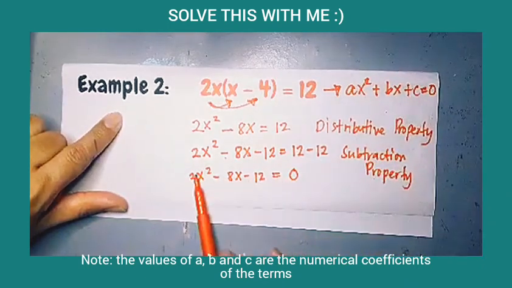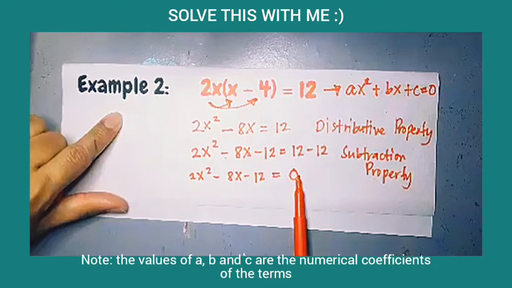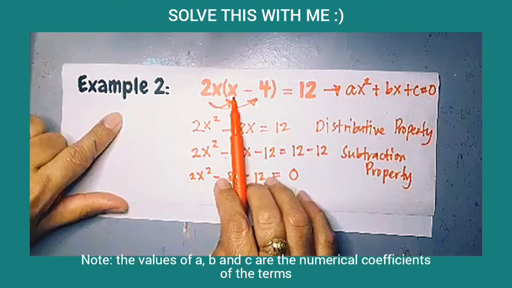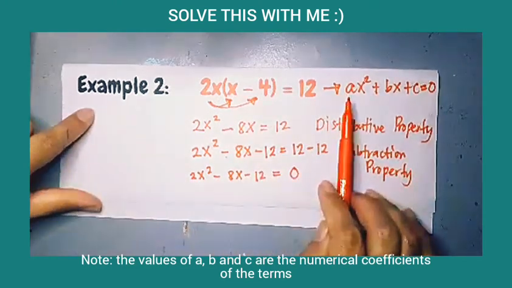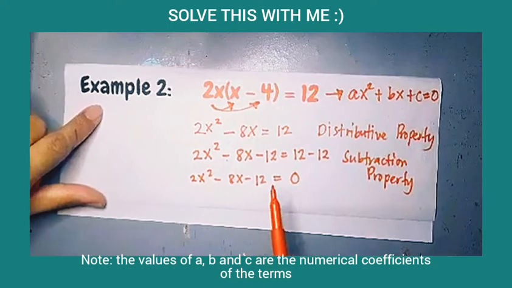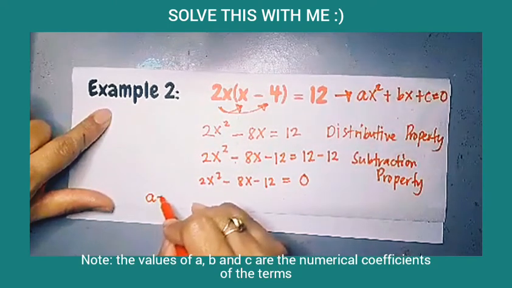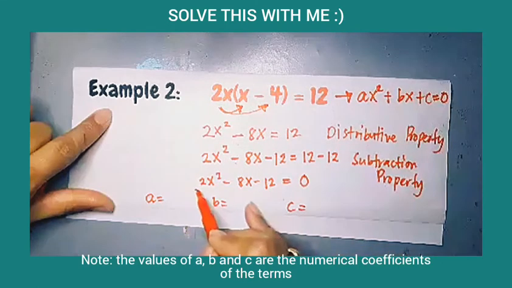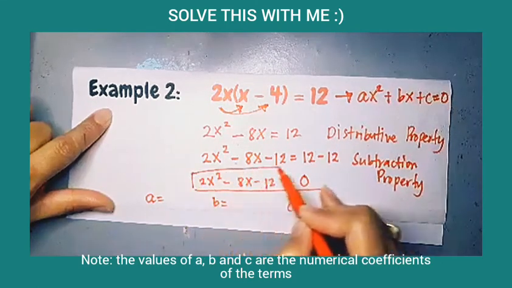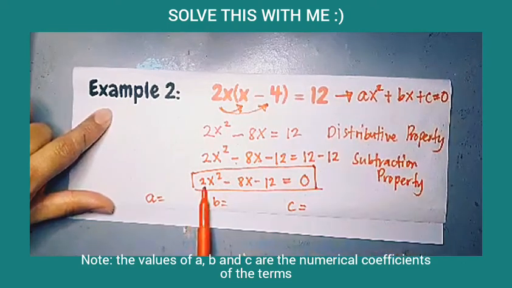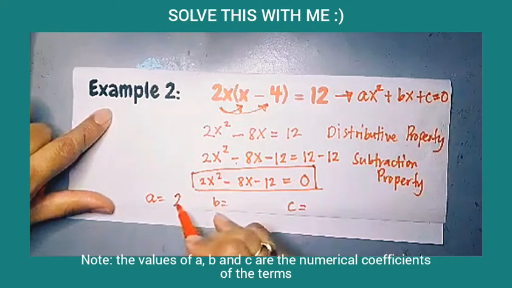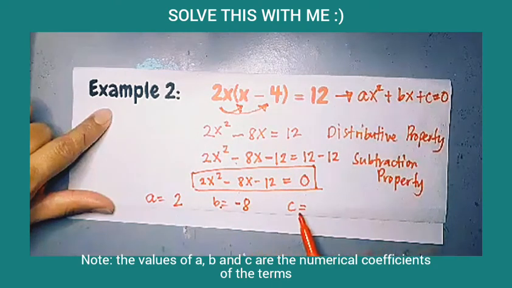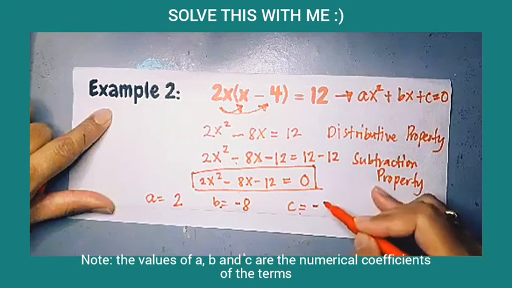So this is already the standard form of the given 2x times the quantity of x minus 4 equals 12. So we can now easily determine the values of our a, our b, and our c. So in this equation, which is already written in the standard form, the value of our a is 2, the value of our b is negative 8, and the value of our c is negative 12.